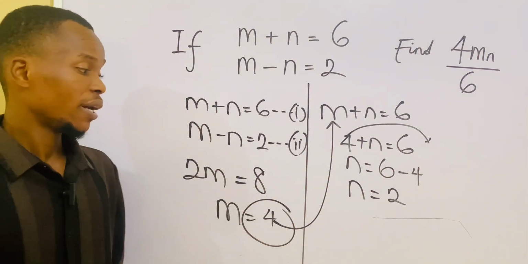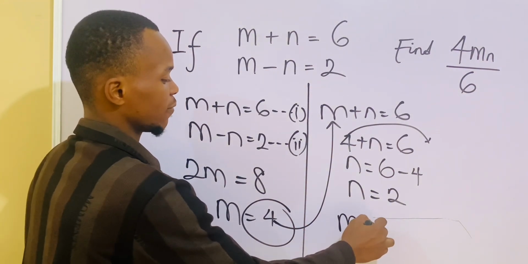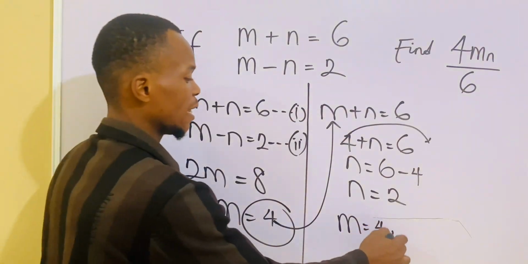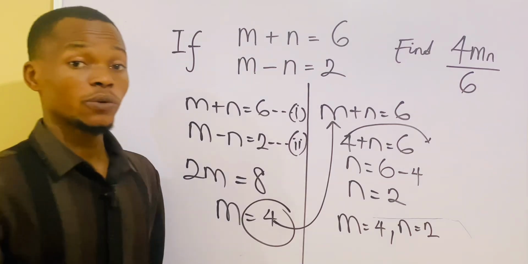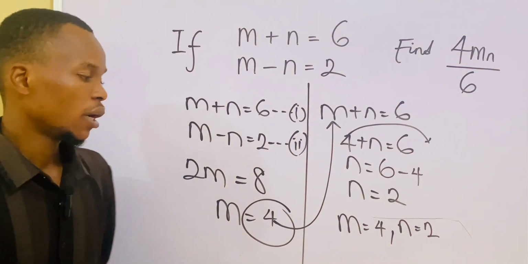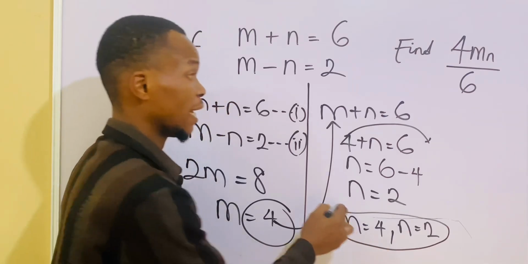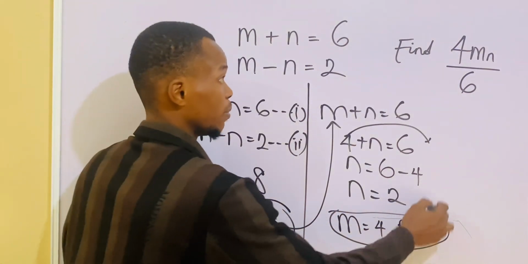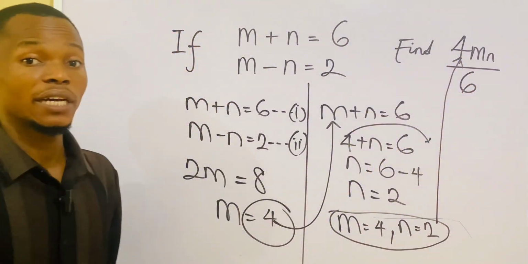Now in other words, I've gotten my m as 4 while my n as 2. Now the question doesn't end there. This one I want you guys to do. I want you to substitute the value for m and n into this place to get the final answer.